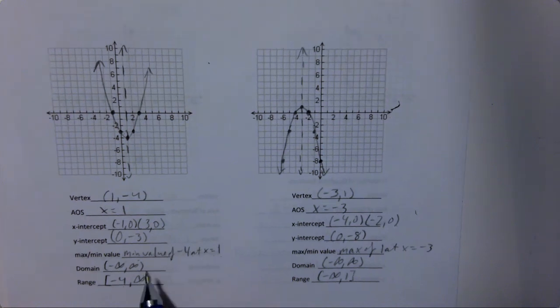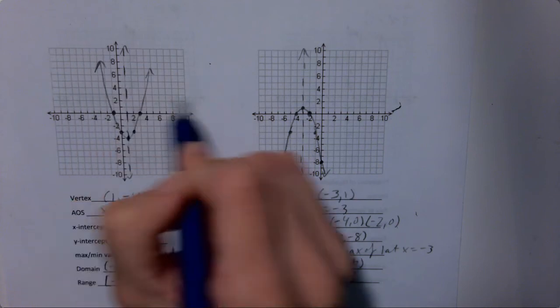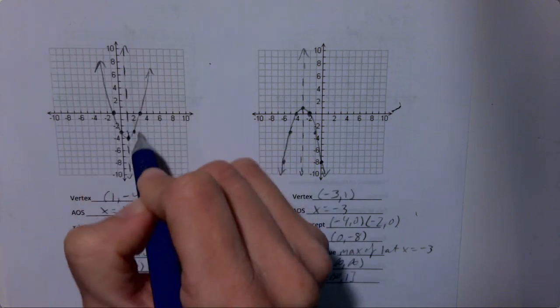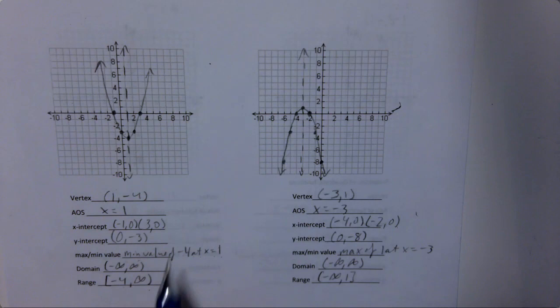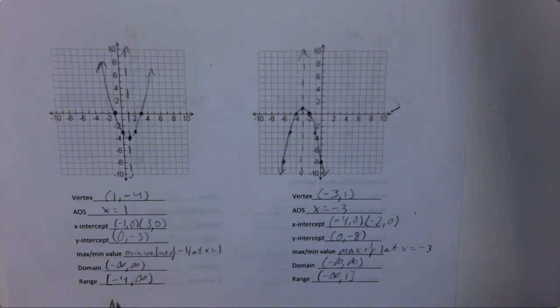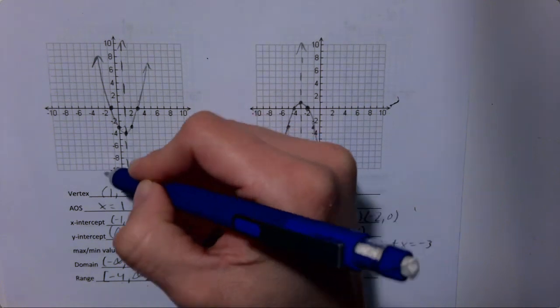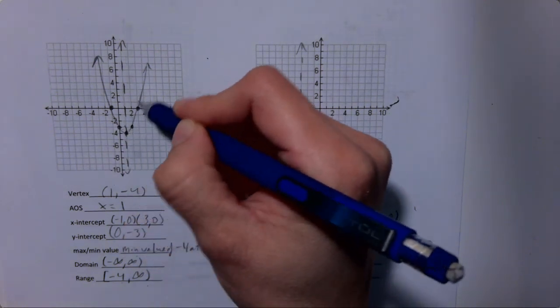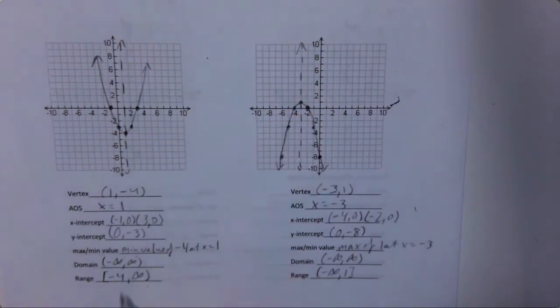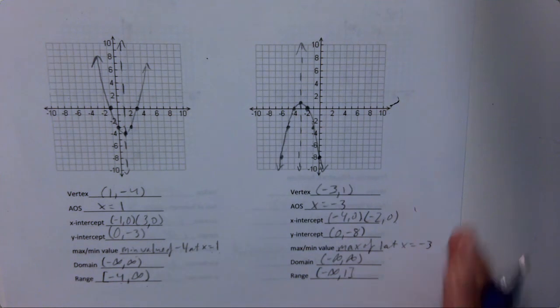And then the domain, again, if you look along your x-axis, if you plug in a number for x, you're going to get out a number for y along your parabola. So it's all real numbers, or negative infinity to positive infinity. And my range, again, if I look on the y-axis, I start here at negative 4, and then it goes all the way up. So it's negative 4 to infinity.